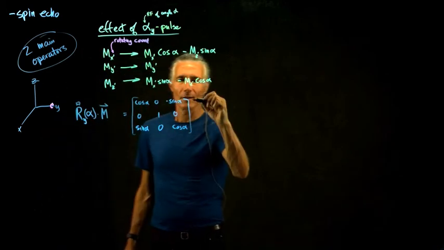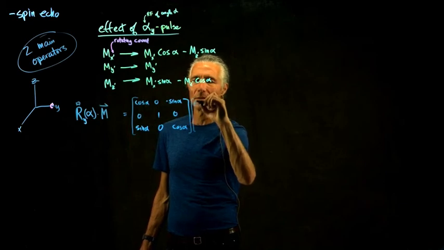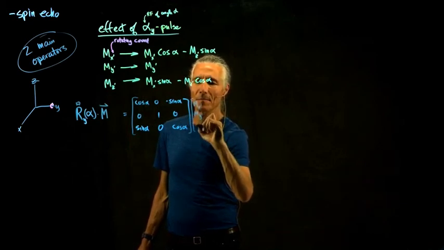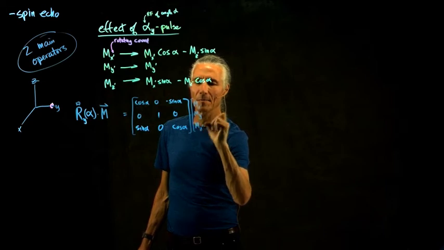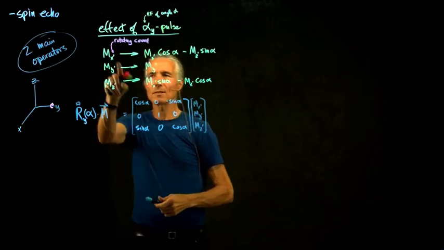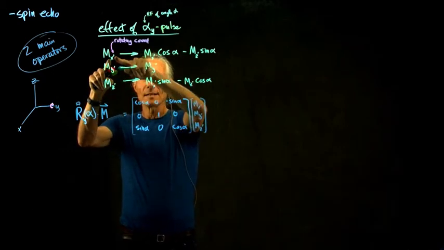And so here's the m vector. That's just the components of the m vector: m x prime, m y prime, m z prime. So that's just another way of writing out what we wrote here. So let's just work through one. Let's take the x one.